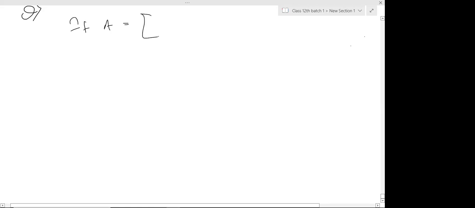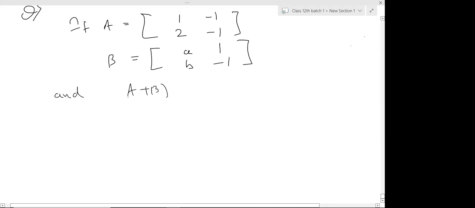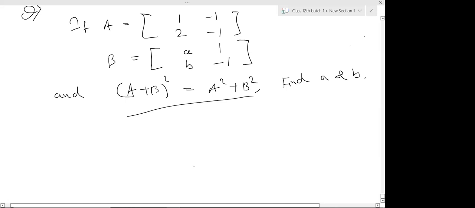If A equals [1, -1; 2, -1], B equals [a, b; 1, -1], and (A plus B) whole square equals A square plus B square. Find a and b. Let's solve this one using this equation. You can solve. Is this question clear, everyone? Yes, sir. All right.